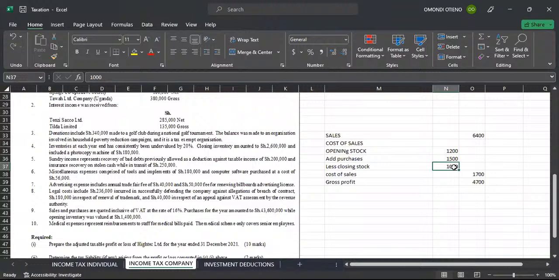So we want to remove it. It should not be there. It means our real closing stock should be of what value? 700. So let's see. If we bring in 700 there as the real value of closing stock, tukitoa ile photocopying machine, let's look at our profits. Imefanya nini? Our profit has reduced from 4,700 to 4,400.